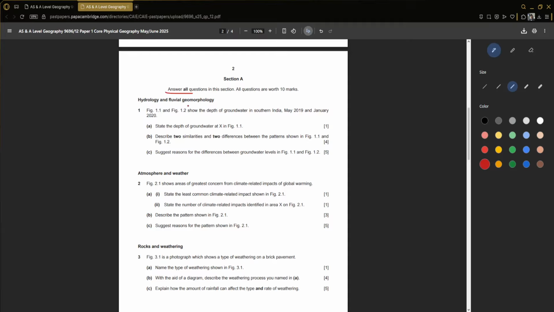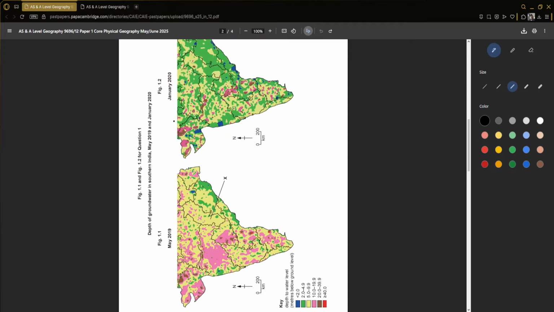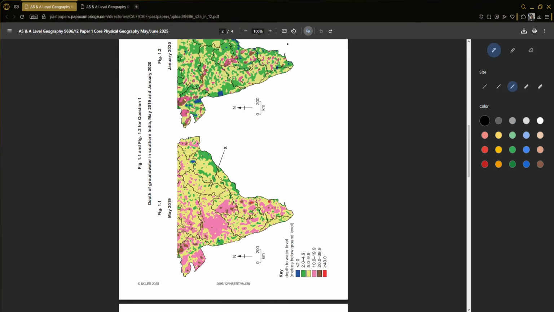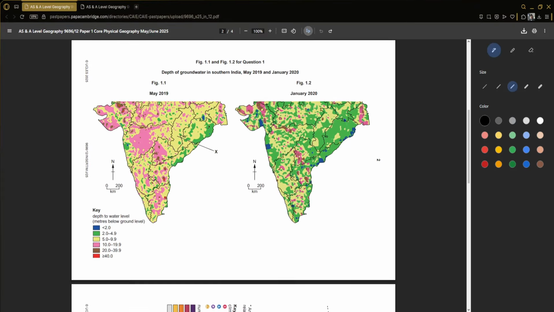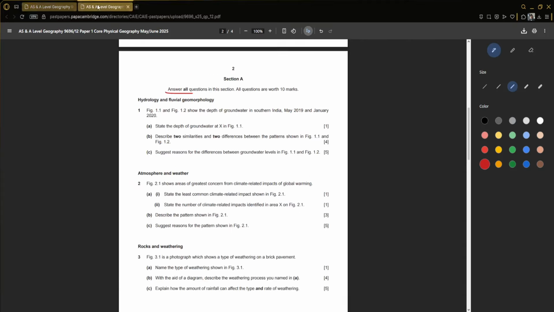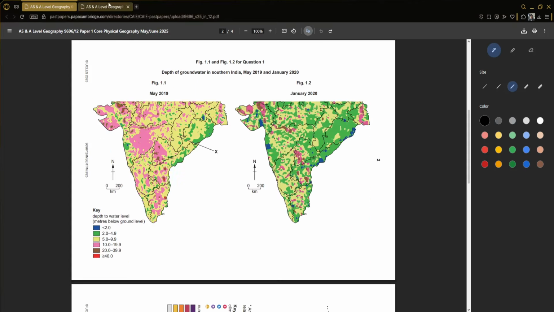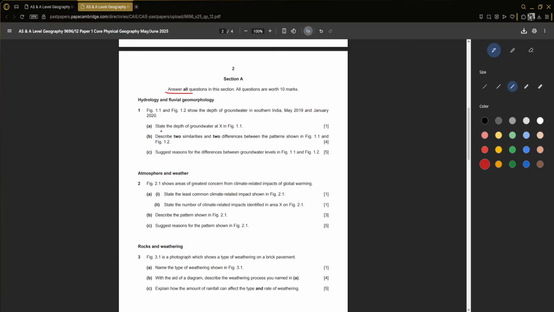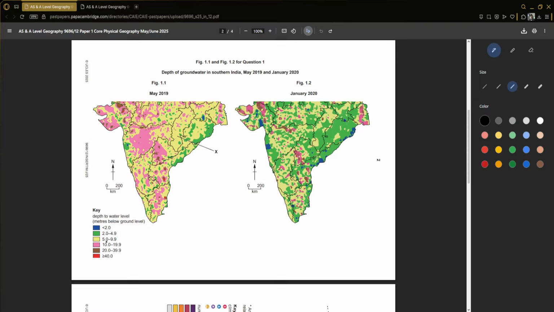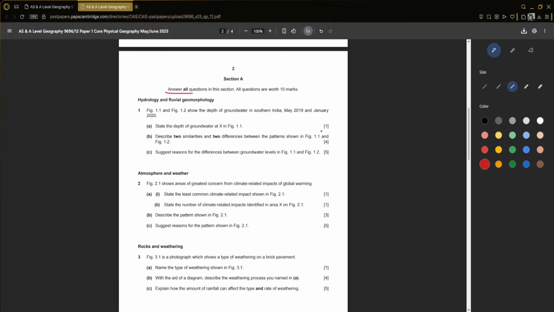So yeah, question 1 of hydro and fluvial geomorphology relates to Fig 1.1 and 1.2, which is this figure. It shows the groundwater depth of India in May 2019 and January 2020. The first few marks for A parts are basically 3 marks, because you're just looking at a diagram and saying what it says, right? It asks, state the depth of groundwater at X in Fig 1.1. X is pointing to a yellow part, so you just say this yellow part, which is 5.0 to 9.9 meters below ground level, and you get 1 free mark. It's just using the insert, essentially.